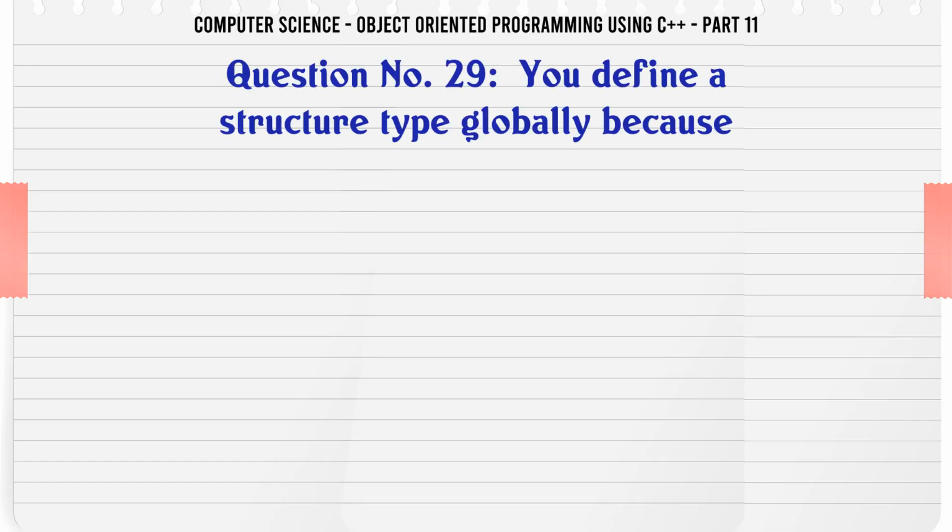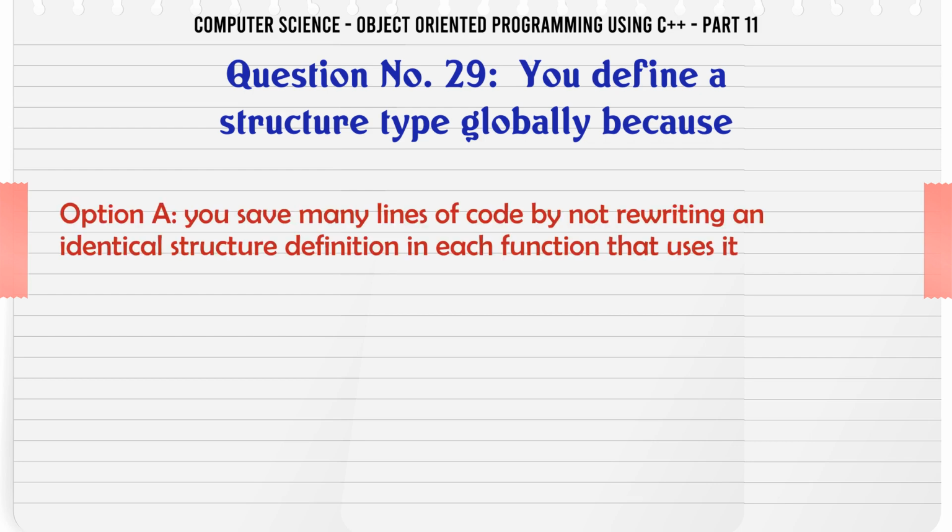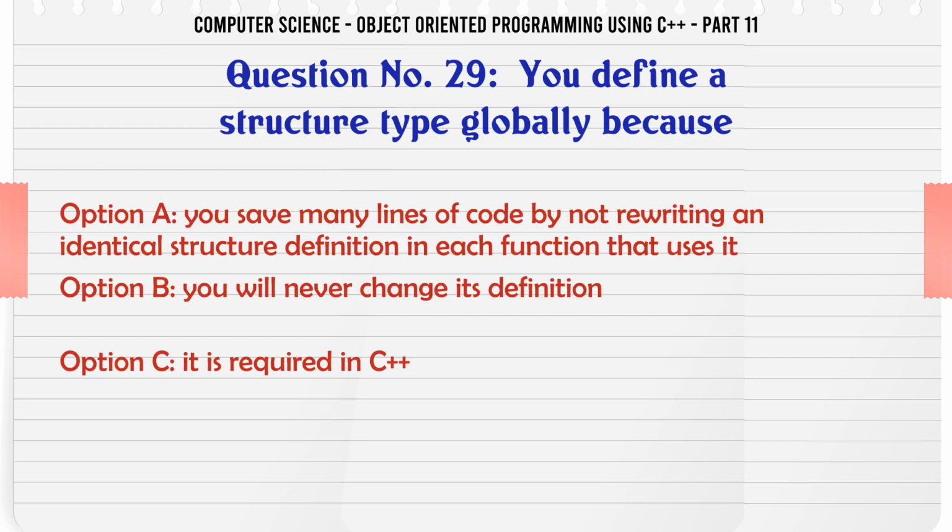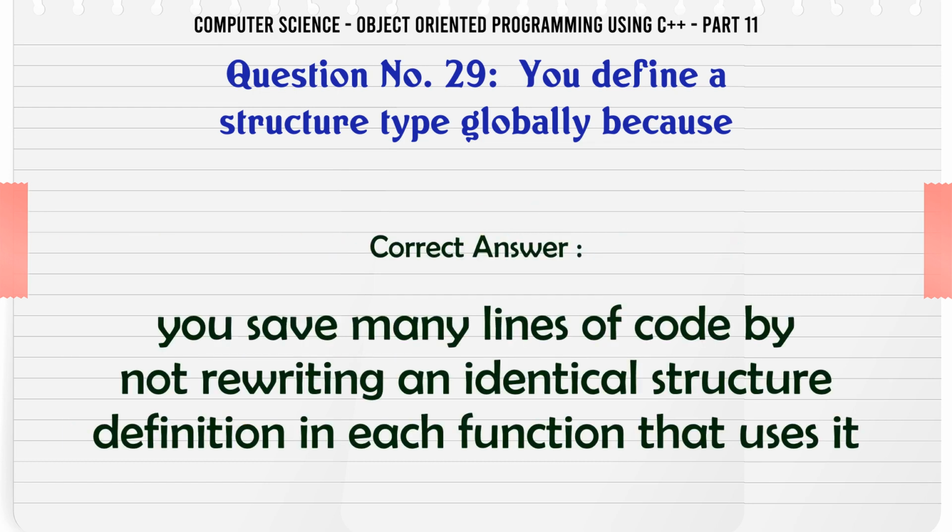You define a structure type globally because A. You save many lines of code by not rewriting an identical structure definition in each function that uses it. B. You will never change its definition. C. It is required in C. D. All of the above. The correct answer is you save many lines of code by not rewriting an identical structure definition in each function that uses it.